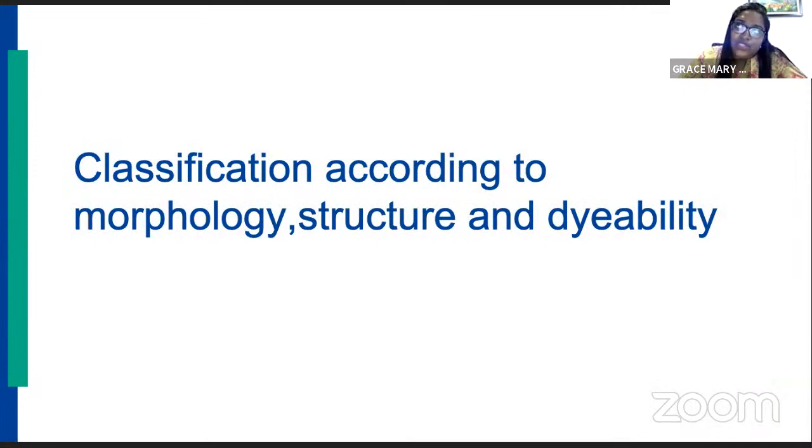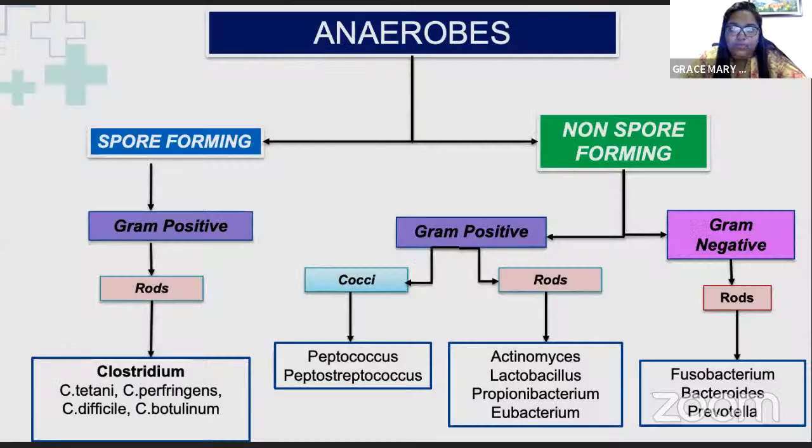Now, coming to the major classification of how you classify these anaerobes based on morphology and structure. They are broadly divided into spore-forming and non-spore-forming anaerobic bacteria. Coming to the spore-forming bacteria, based on gram staining you have gram-positive and gram-negative. The spore-forming ones are usually the gram-positives, and these are the rods, that is, the bacilli. So gram-positive bacilli, which are the Clostridium, come under the spore-forming anaerobic bacteria.